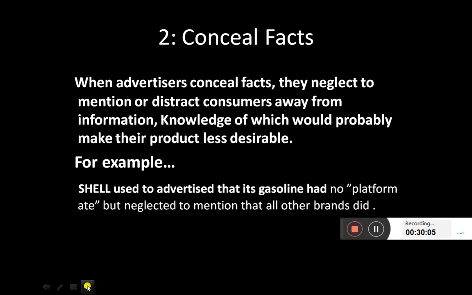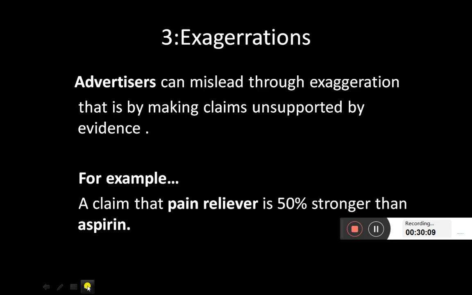This is ambiguity in advertisement. Then the next thing is conceal facts. Conceal facts means hiding the information, keeping back the information from the customers. When advertisers conceal facts, they neglect to mention or distract consumers away from information, knowledge of which would probably make their product less desirable. But I would like to give an example, an easy one example.